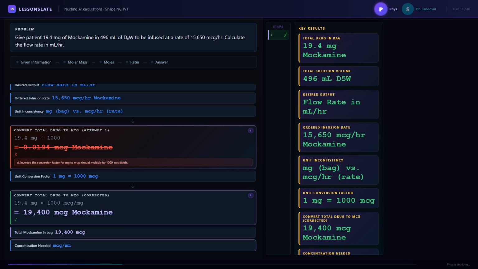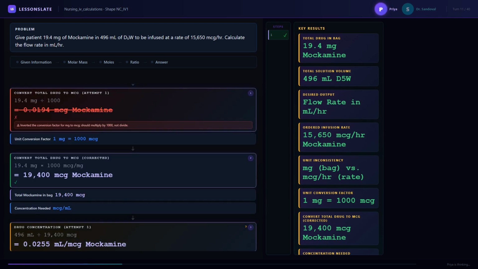To get the concentration in micrograms per milliliter, I would take the total volume of 496 milliliters and divide it by the 19,400 micrograms of Mockamine.